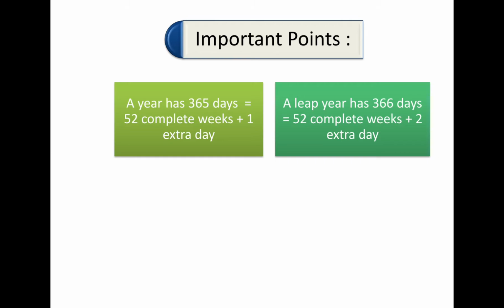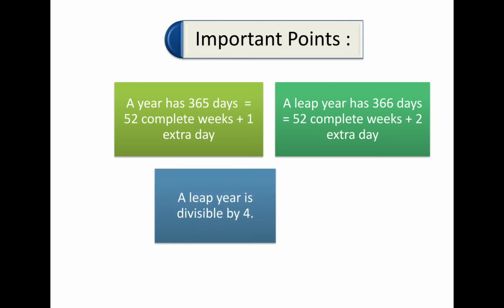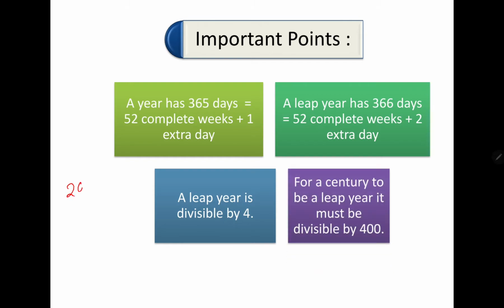So how will you know a year is a leap year? We can simply divide it by 4. If a year is divisible by 4, then it is a leap year. Otherwise, it's not a leap year. But in case of a century like 2000, 2400 or 1600, 1800, 1700, these are called centuries. Now these we have to divide by 400, not 4. If these are completely divisible by 400, then it is a leap year. Otherwise, it will not be a leap year.